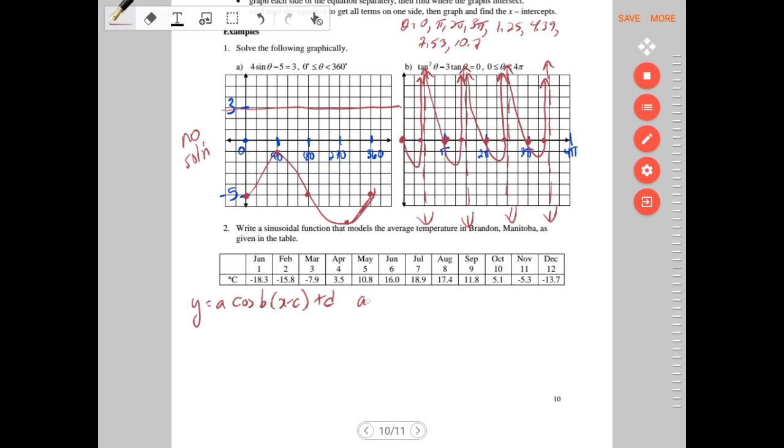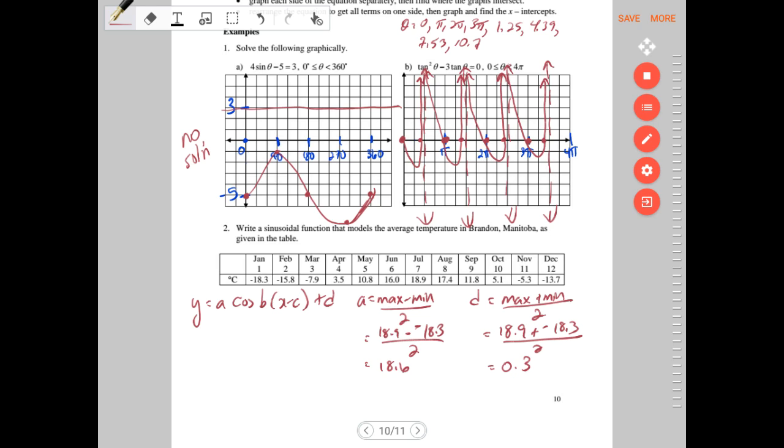A is the amplitude, so that would be max minus min divided by 2. So my maximum temperature is 18.9. Take away negative 18.3 divided by 2 gives us 18.6. Our D value is max plus min divided by 2. So that's 18.9 plus negative 18.3 divided by 2, which gives us 0.3.